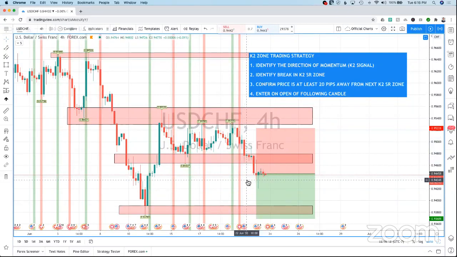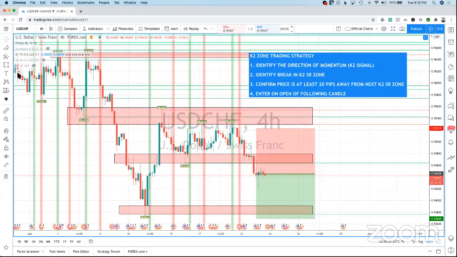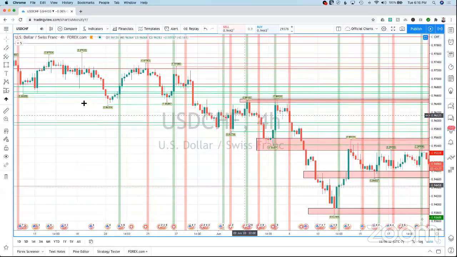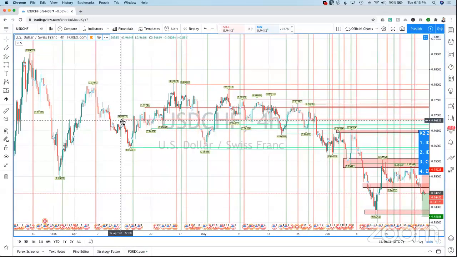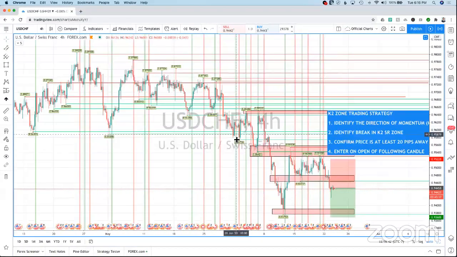This is one of the K² SR zones right here. The way that I was able to identify that is with the K² SR indicator. So if I turn this on, you can see right here, it marks up these zones around the chart. You can see all these zones where price rejects from. So price came up, rejected, came down, rejected, came up, rejected, rejected, rejected. And you can see it keeps moving along.